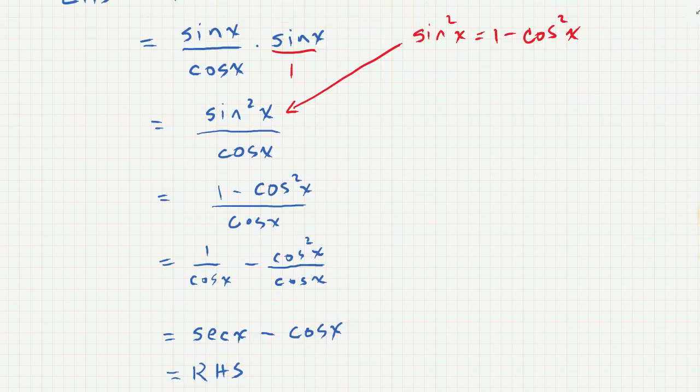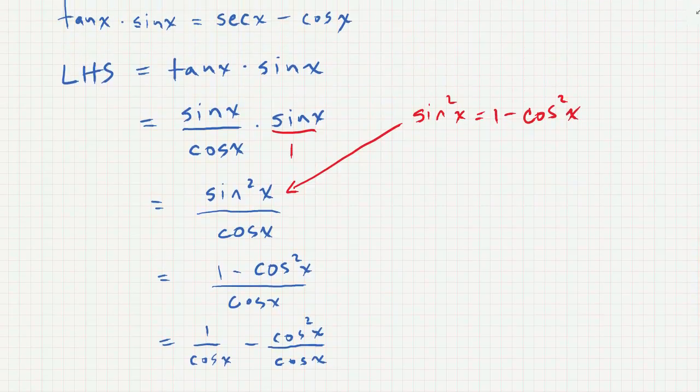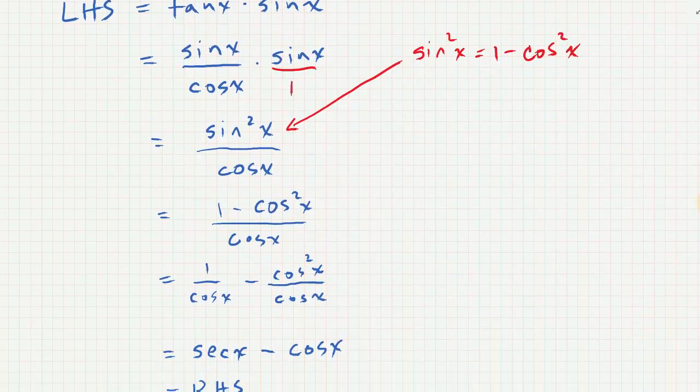Let's go back up and verify. Right there, the right-hand side is secant minus cosine, and we ended up with secant minus cosine. So that verifies the identity. Again, we could start with the right-hand side and achieve the left-hand side, and that process would pretty much be going in reverse order here.